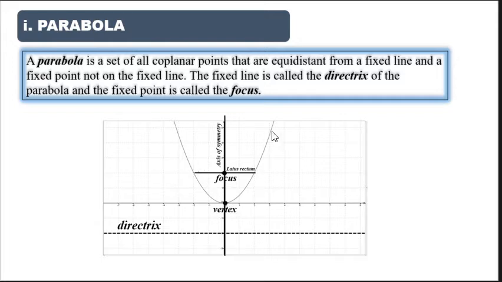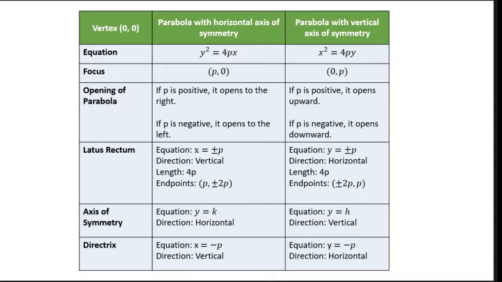See that? A parabola is said to be in its standard position if its vertex is at the origin and its principal axis is one of the coordinate axes. Now, to summarize the different parts to be used in solving the parabola, we use this summary table.